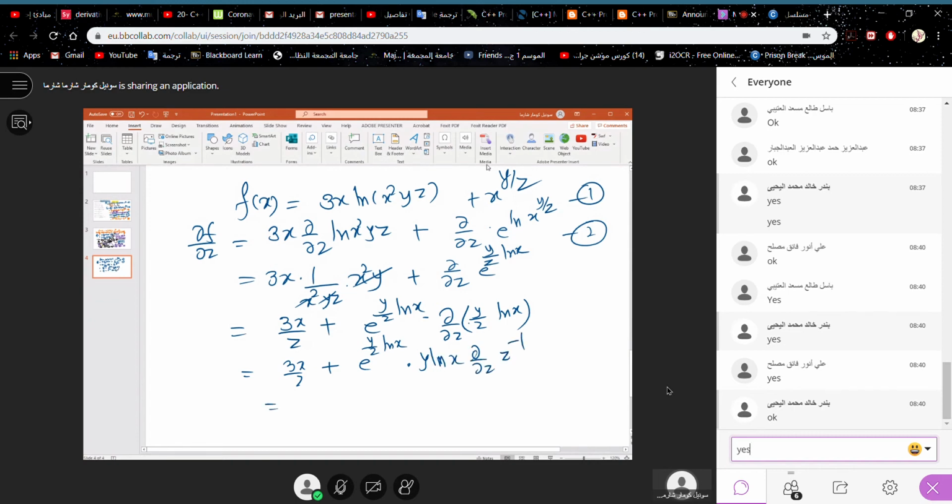So we can say 3x upon z plus e to the power y upon z ln x, which is how much? This is x to the power y upon z into y ln x into minus 1 upon z square. This is your del f upon del z, okay?